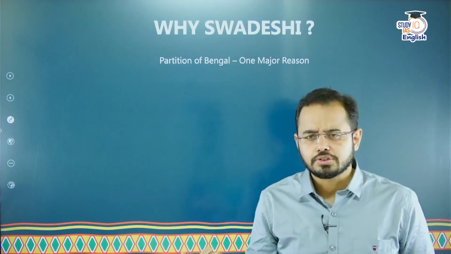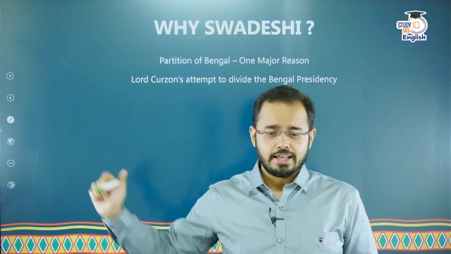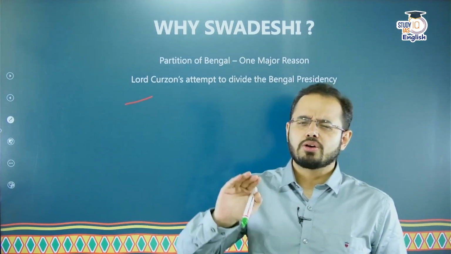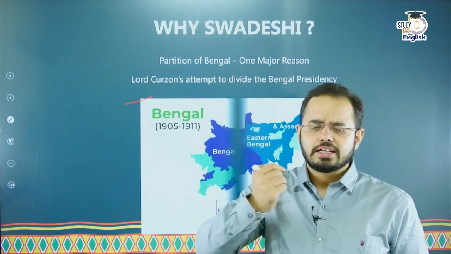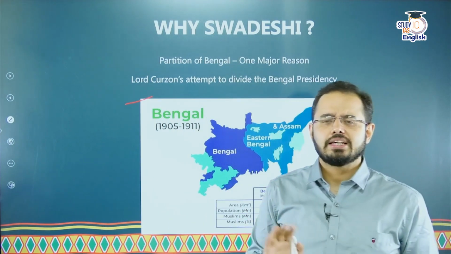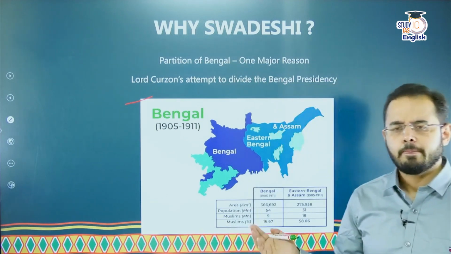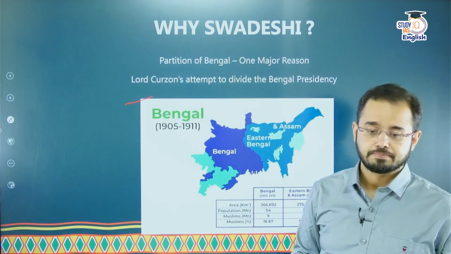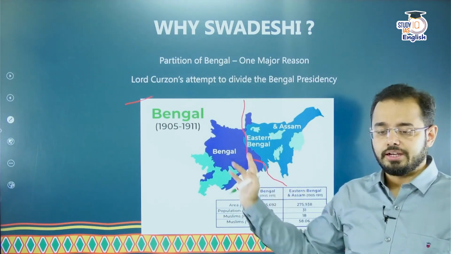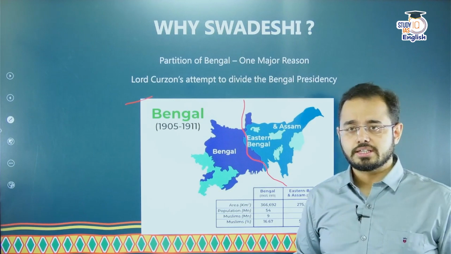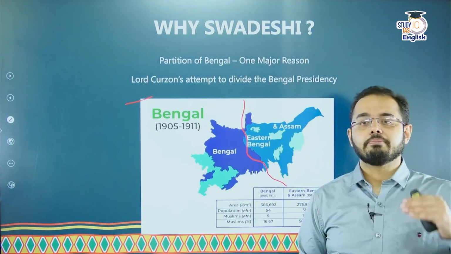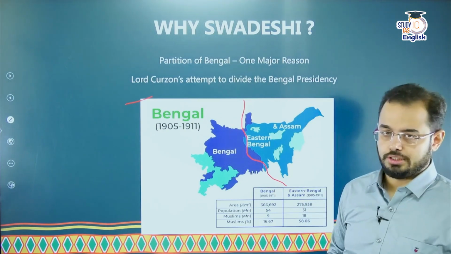So why was Partition of Bengal happening? See, Lord Curzon, who was the viceroy at that point of time, was attempting to divide the Bengal presidency because of numerous reasons. But let us see how the division of Bengal was taking place. As you can see on your screens, East and West Bengal was being divided. Now, when it was being divided along those red lines, the Eastern Bengal part, the eastern frontier part, had majority of Muslim population.